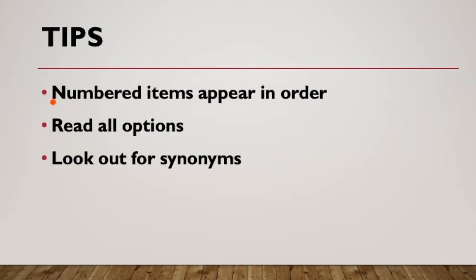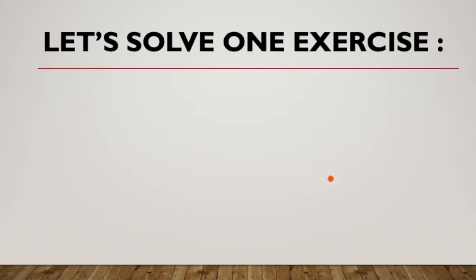The first thing is the numbered items appear in the order in which you hear them, but the lettered options do not. So you always have to focus on the numbers and not on the letters. Next, make sure you read all the options before the recording starts. And finally, the words that you hear that give you the right answer may not be the same as the words on the page. On the other hand, you may hear the exact word from one of the options, but that does not necessarily mean that it is the right answer. So look out for synonyms. Look out for paraphrasing.